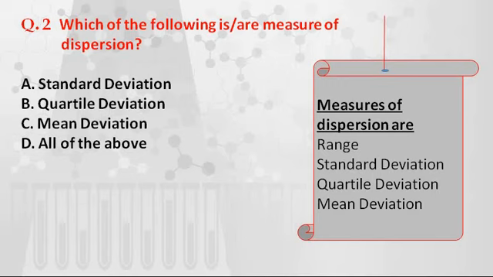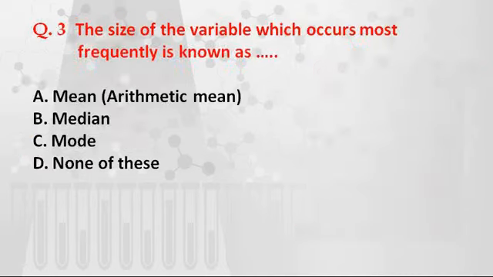So these four are the measures of dispersion, and as we can see here, three options are written: standard deviation, quartile deviation and mean deviation. So these all three are measures of dispersion. So the correct option will be option D, all of the above. Let us proceed for the next question.